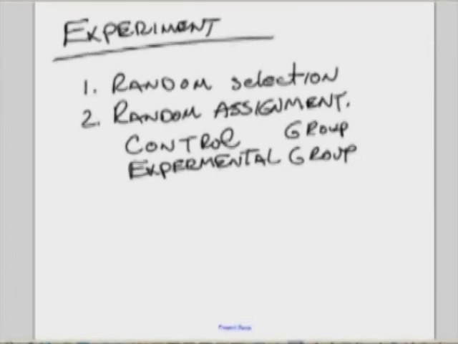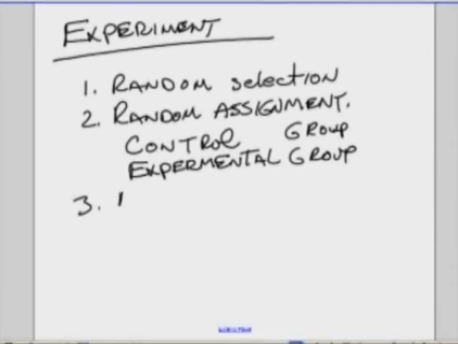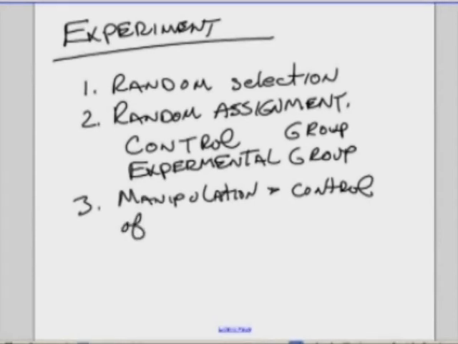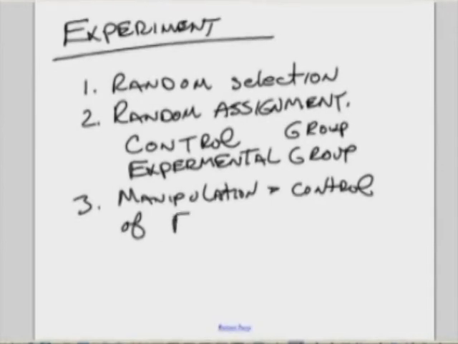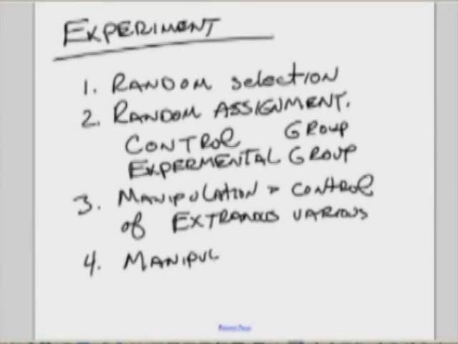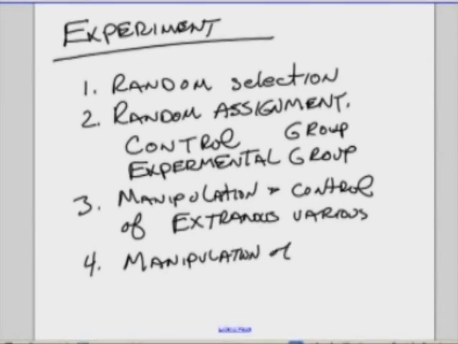The third thing that you have to have is manipulation and control of extraneous variables. I'll come back to those in just a sec. The fourth thing you have to have is manipulation of the independent variable. And let's make a note to myself here. All right, so three kinds of variables here.